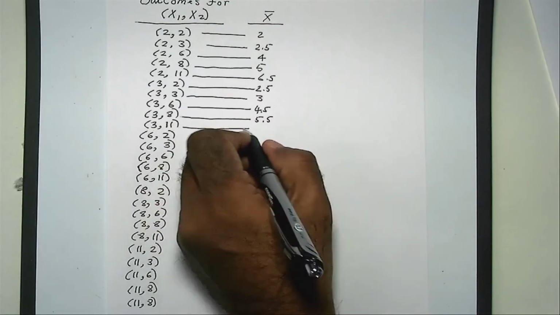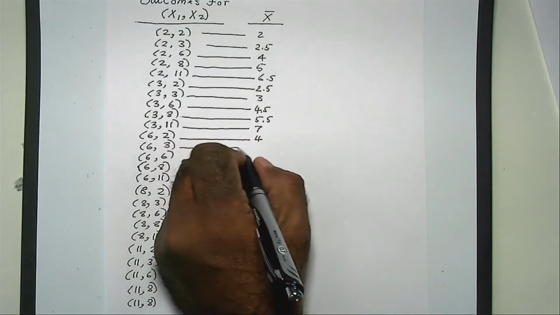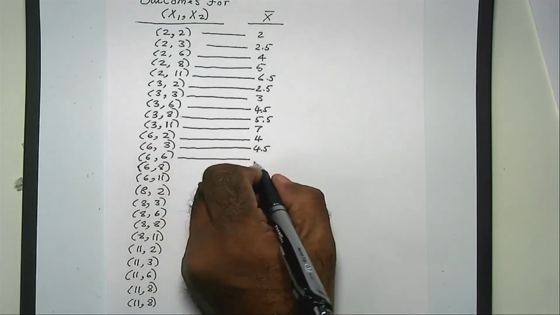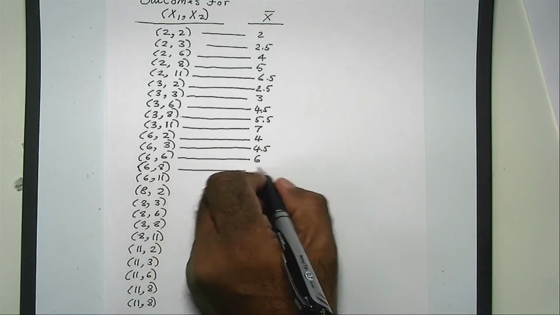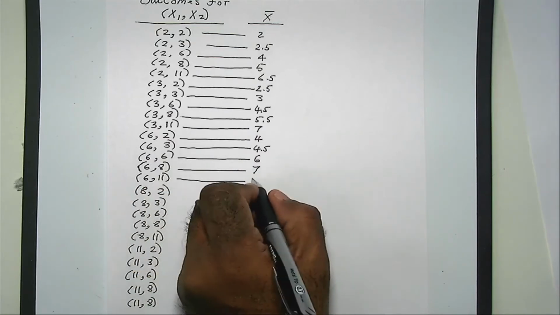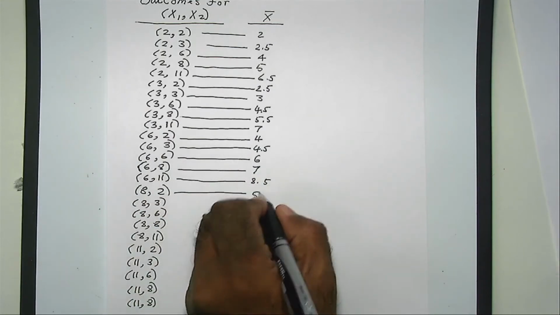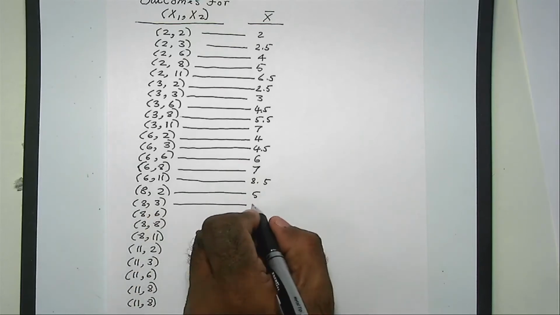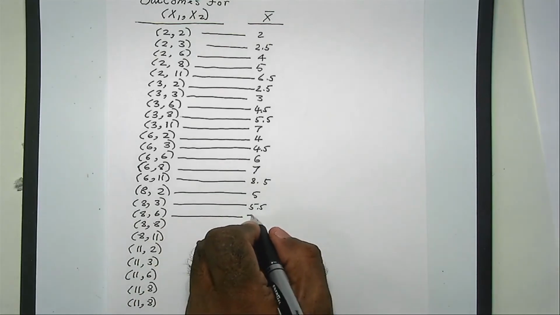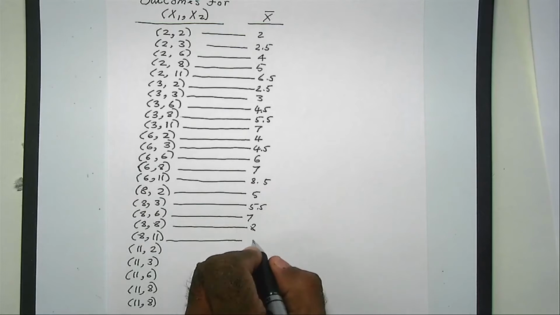3, 11 is 7. 6, 2 is 4. 6, 3 is 4.5. 6, 6 is 6. 6, 8 is 7. 6, 11 is 8.5. 8, 2, the average is 5. 8, 3, the average is 5.5. 8, 6, the average is 7. 8, 8, the average is 8. 8, 11, the average is 9.5.